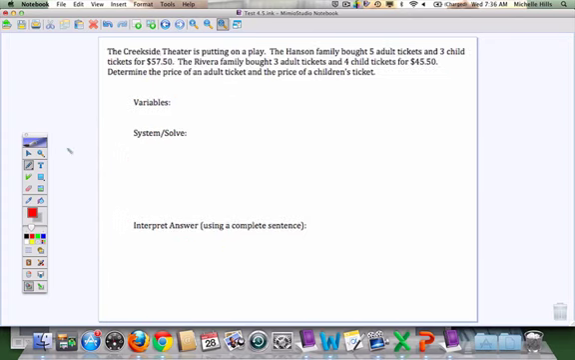Now the second one, again, figuring out what they are asking me to find: determine the price of an adult ticket and the price of a child's ticket. Okay, so those are my two variables. I'm going to say A is the price of an adult ticket, and not surprisingly, I'm going to use C for the price of a child's. So an adult's ticket, a child's ticket.